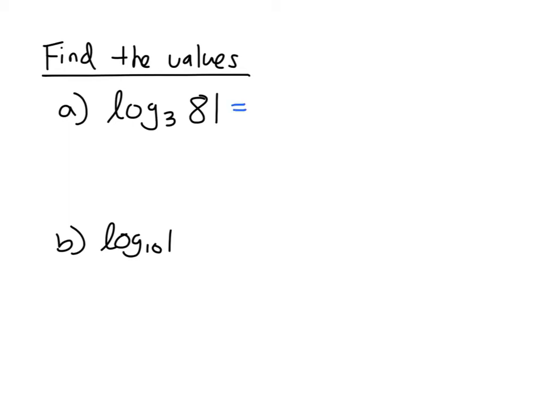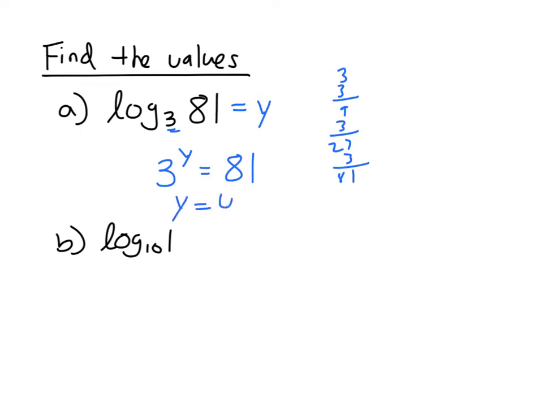First step is I set this equal to y, and then I rewrite this in exponential form. The base is 3, the exponent is y, and it equals 81. Now I just need to think: what power do you need to bring 3 to get 81? Well, 3 times 3 is 9, times 3 is 27, times 3 is 81. So 3 to the 4th is 81. So y equals 4.